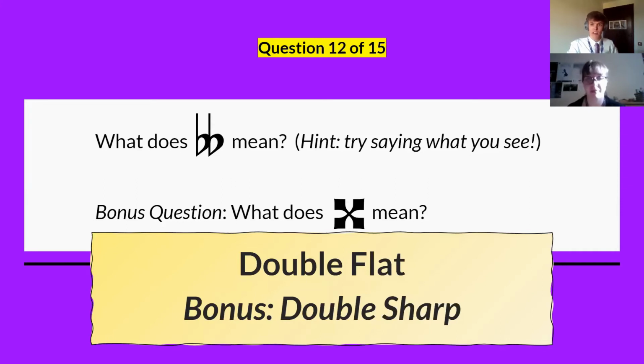It just means flatten it sort of twice. You just do what you normally do when you have a flat and repeat it. So instead of just going down 1 semitone, it goes down 2, or a whole tone.